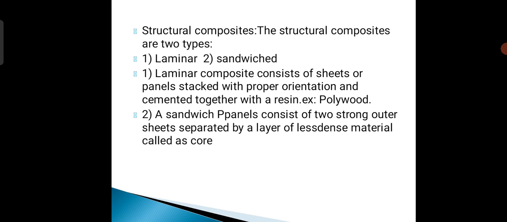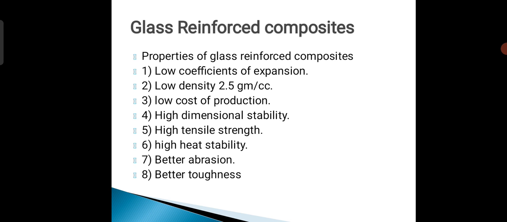Laminar composites consist of sheets or panels stacked with a proper orientation and cemented together with resin, for example, plywood. A sandwich has two stronger outer sheets separated by a layer of material called the core.